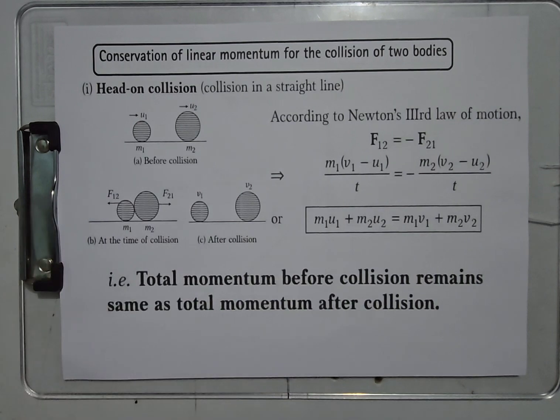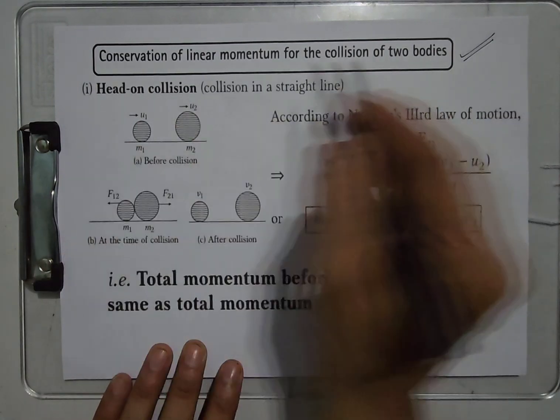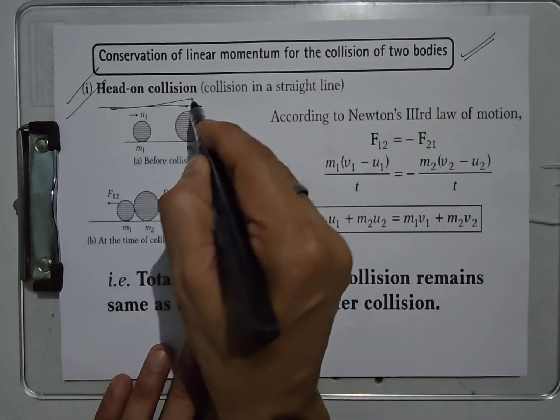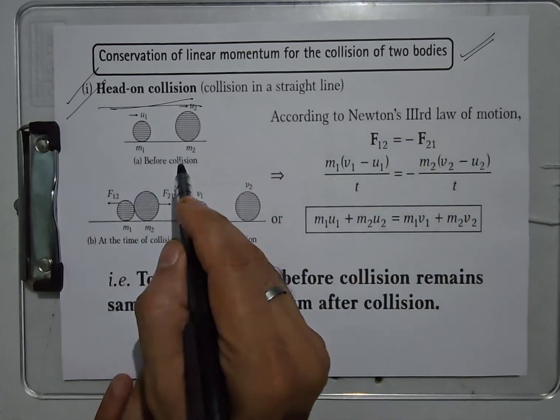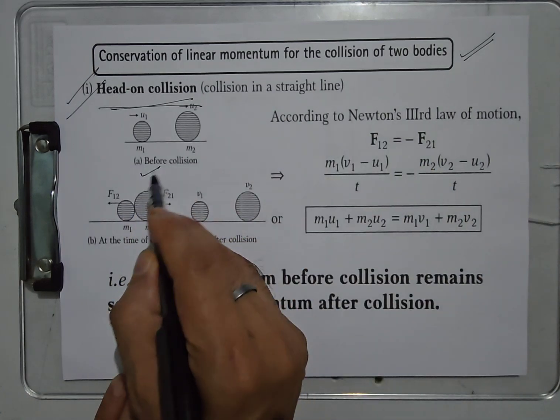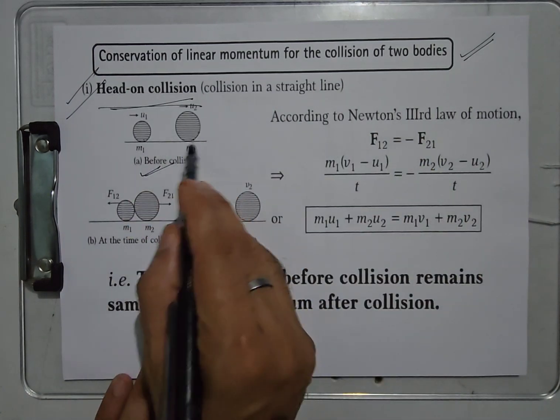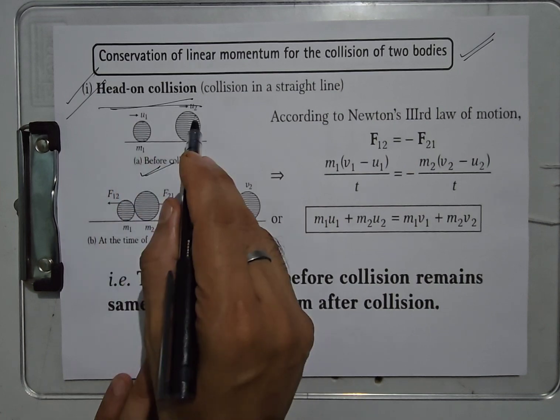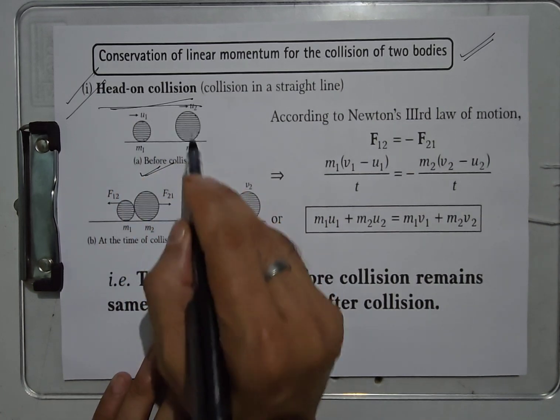Now, conservation of linear momentum for the collision of two bodies, I just told you. There are two possibilities. One is head on collision, meaning collision in a straight line. As you can see here, there is a diagram. This is before collision. There are two different bodies having mass m1 and m2 with different velocities, say u1 and u2, basically moving in the same direction.